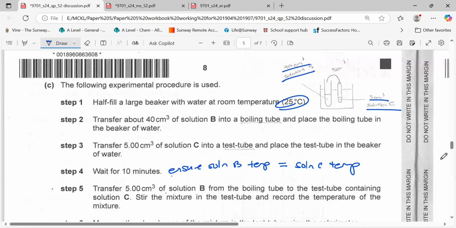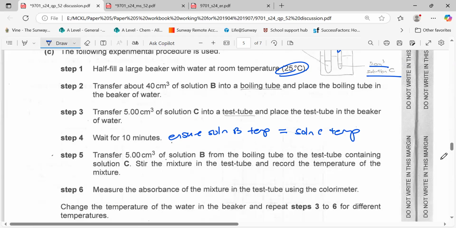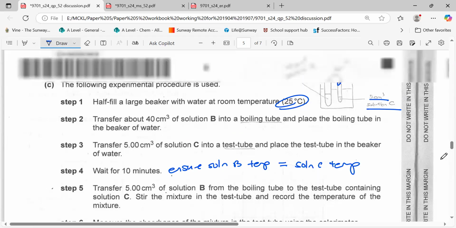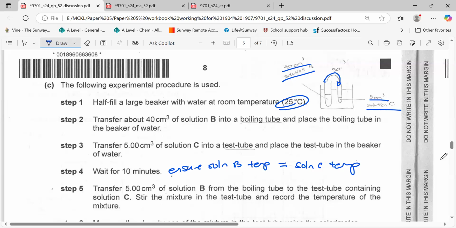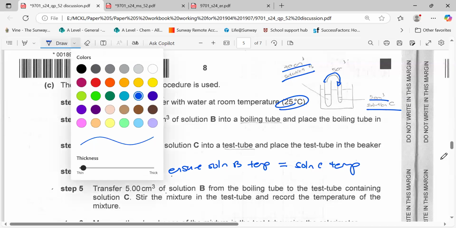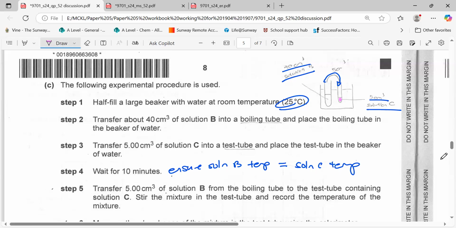Now transfer 5 cm³. You have 40, right? You transfer 5 first into solution C. Stir the mixture and record the temperature of the mixture. Okay, transfer and record. Measure the absorbance of the mixture in the test tube using a colorimeter, because the minute you transfer B to C, you will start to form the red color, which I think wouldn't be too dark yet. Pink, iron thiocyanate, a bit of pink.